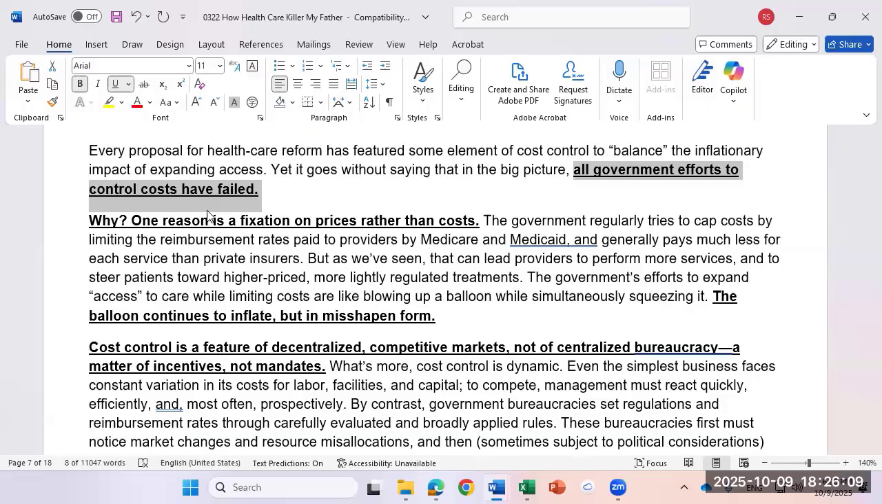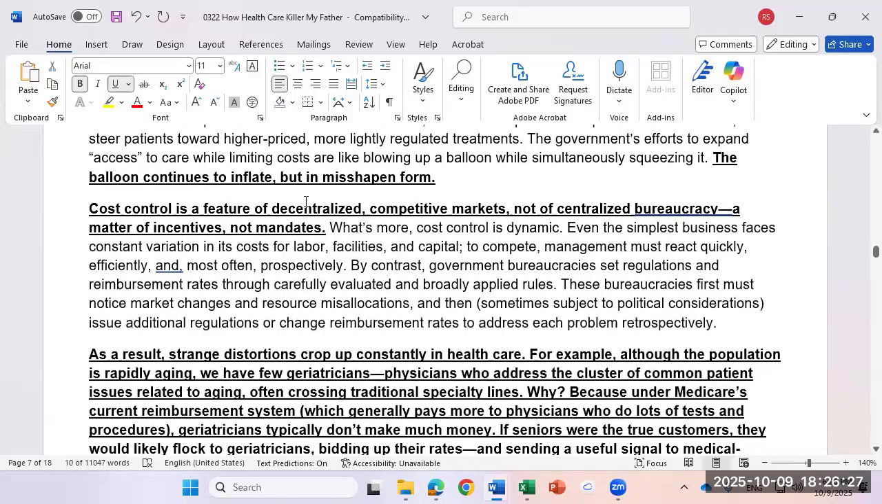You might think the health insurance side would cover this, but the health insurance side really is a cost-plus model. They really do just pass the cost on to the employer. So it's really the employer that bears this. One reason that this doesn't work is a fixation on prices rather than cost. Controlling prices does nothing, but the balloon keeps getting bigger.